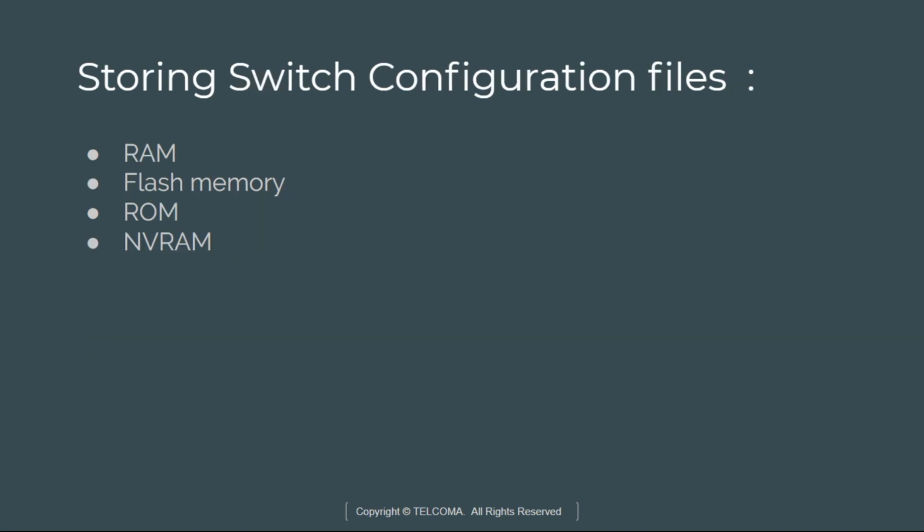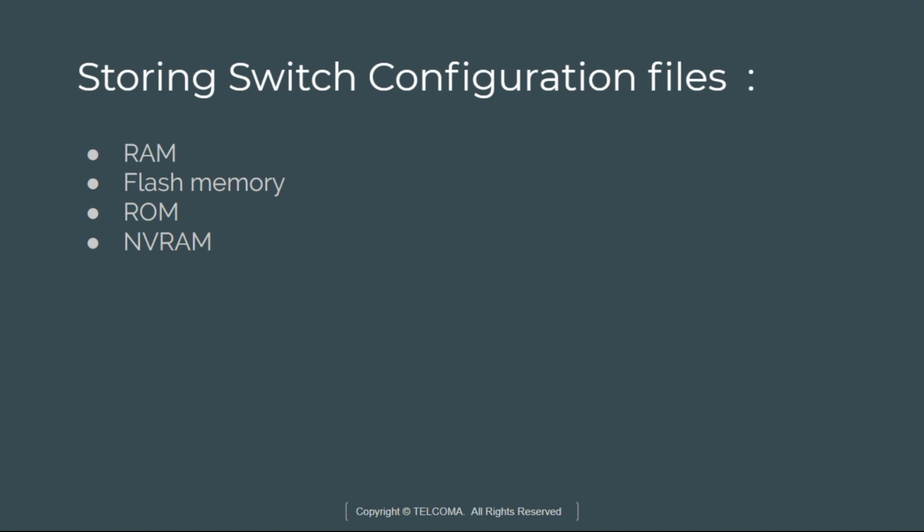For storing switch configuration files, we have RAM, ROM, flash memory and NVRAM. When you configure a switch, it needs to use the configuration. Cisco switches contain random access memory to store data which Cisco iOS is using. But RAM loses its content when the switch loses its power or is reloaded. To store information that must be retained when the switch loses power or is reloaded, it uses several types of permanent memories.